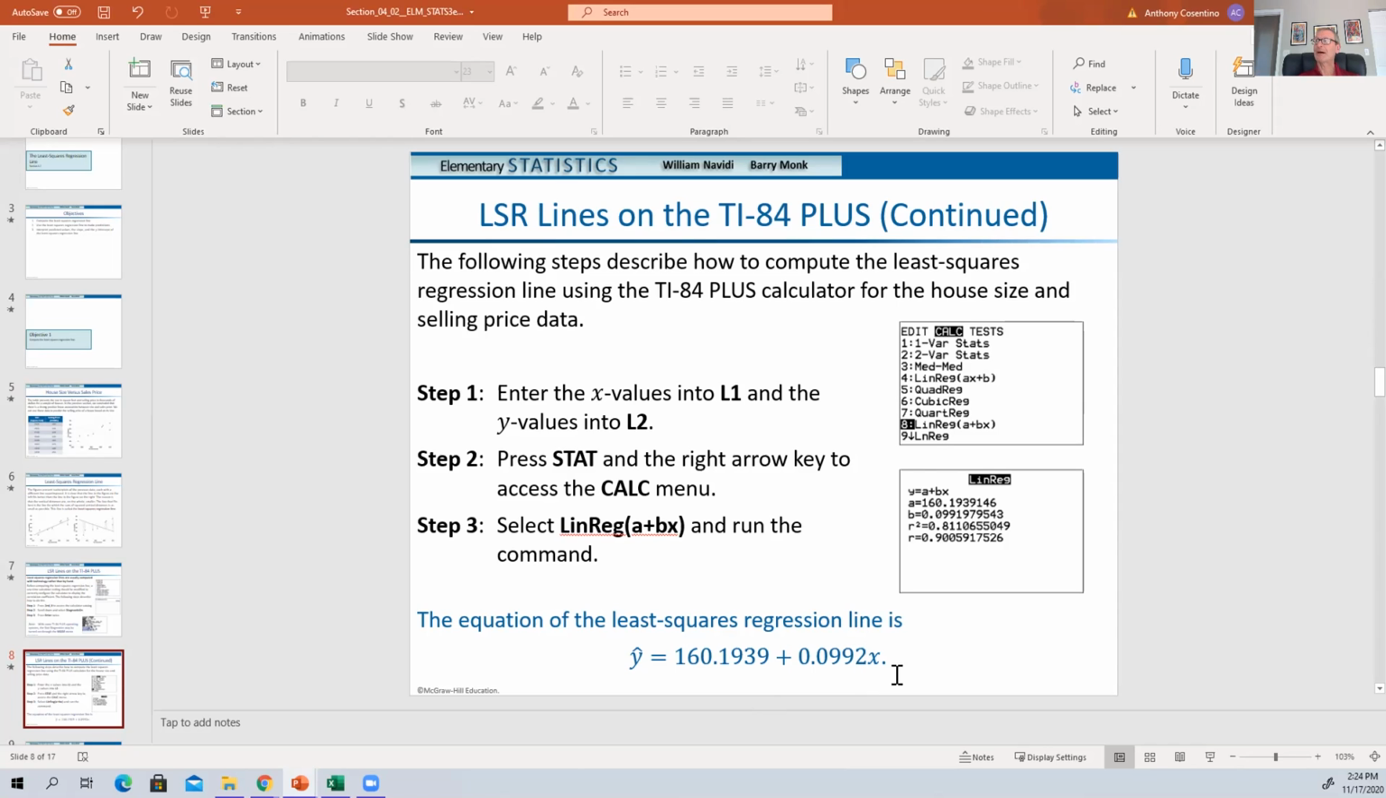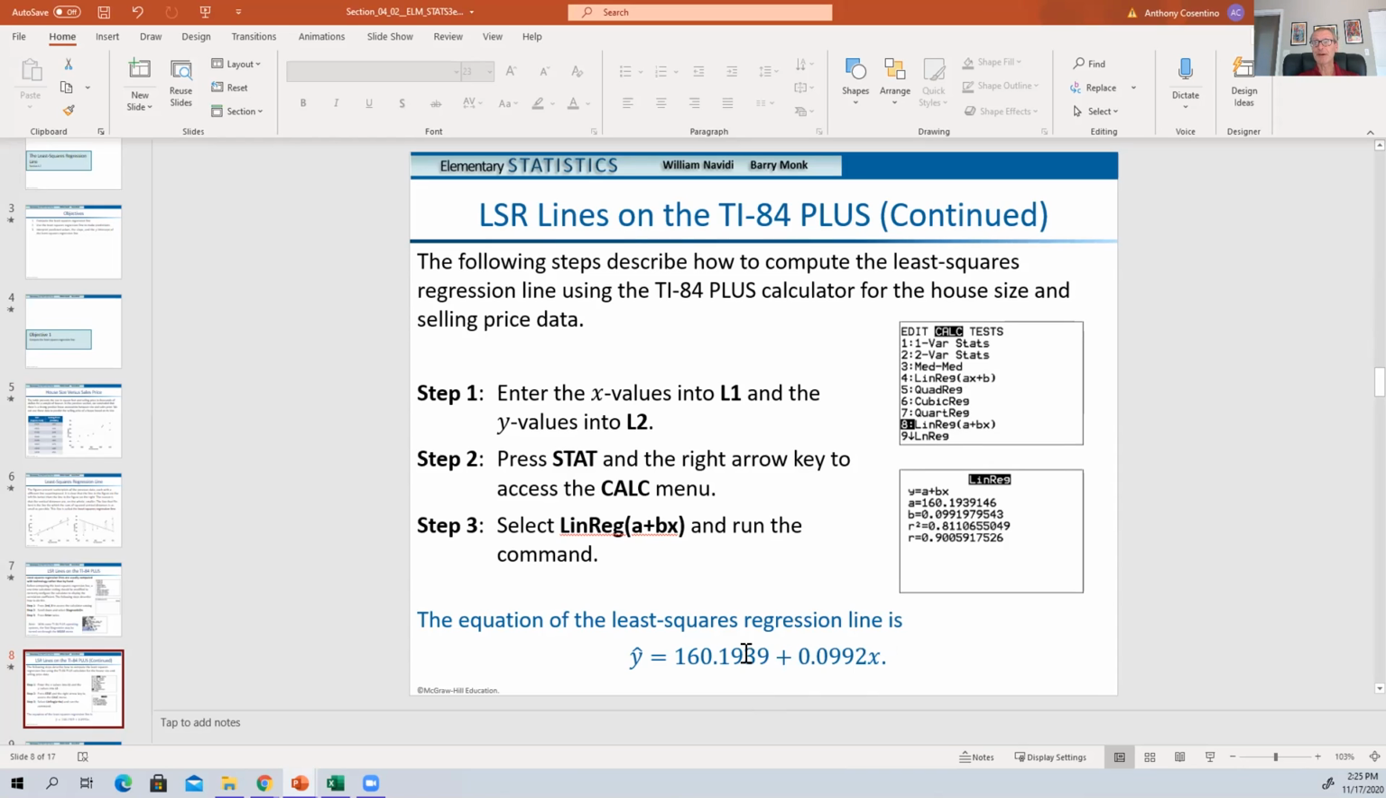So what this implies is that if you had 0 square footage, you would still sell it for $160,000, right? So what might that be? That might be what the land might be worth, right? The land that it would be on.